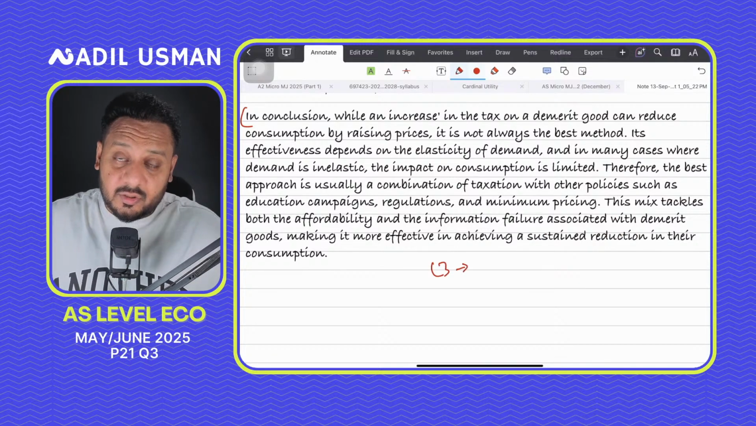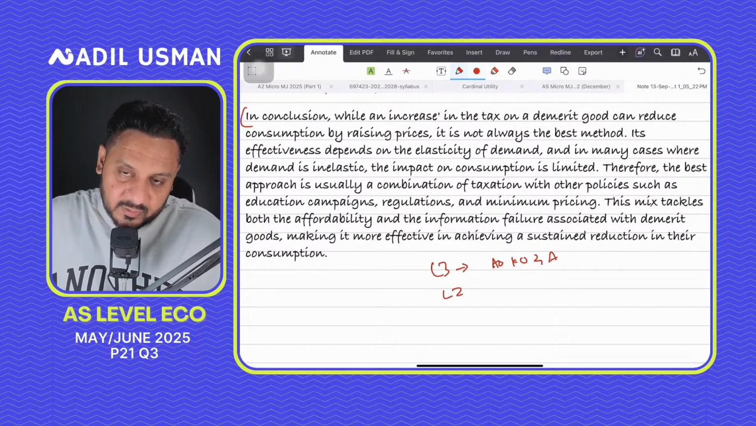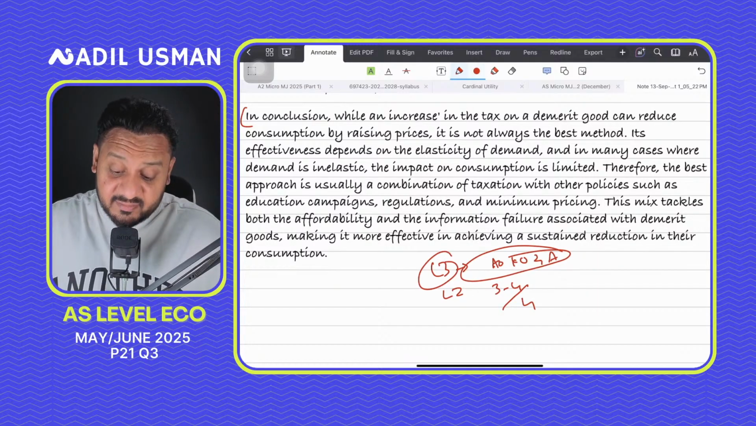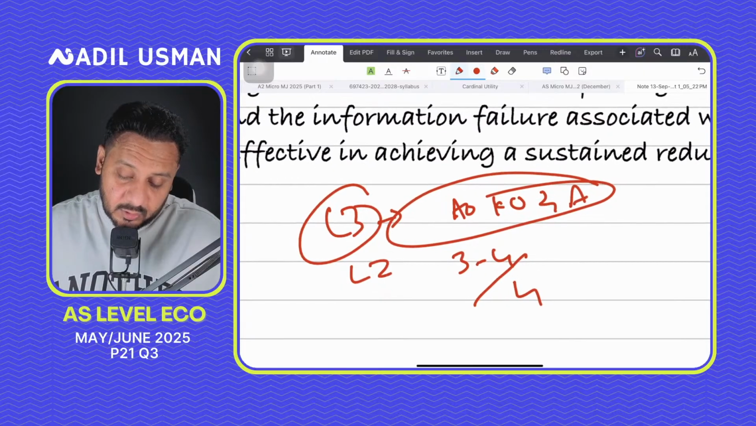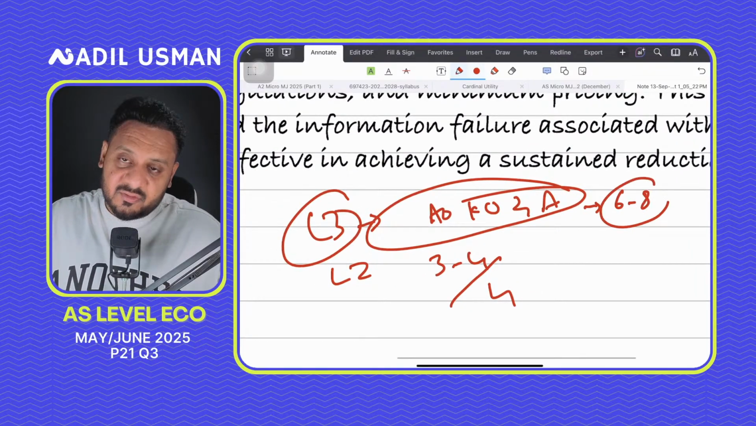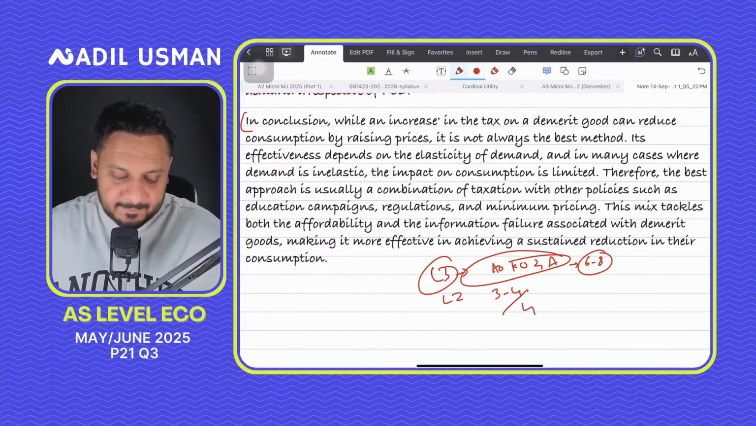So level 3 marks on your AO, meaning knowledge, understanding, and analysis. Level 2 is anywhere between 3 to 4 out of 4, and level 3 on your knowledge, understanding, and analysis is basically 6 out of 8. Okay, so we're done with this question.